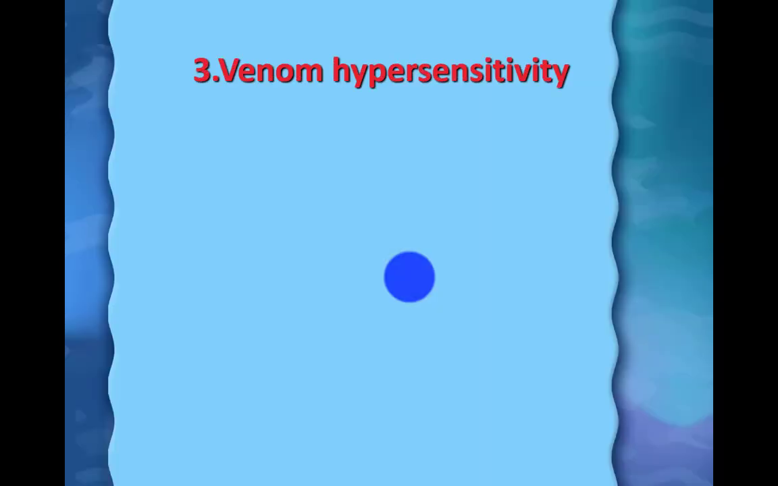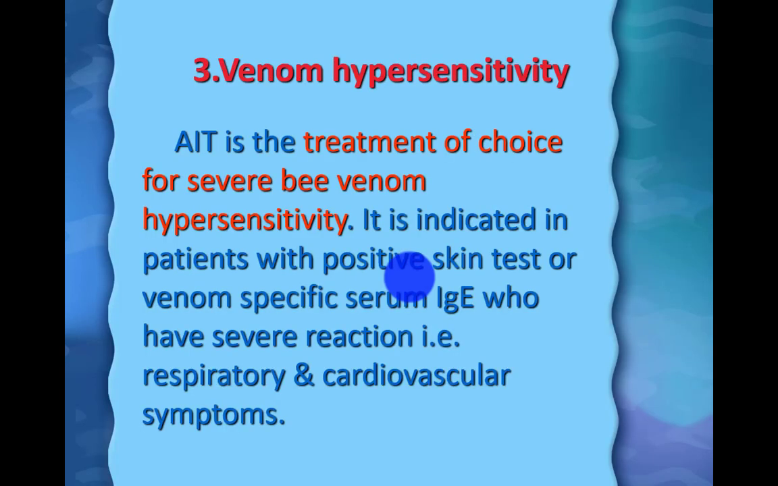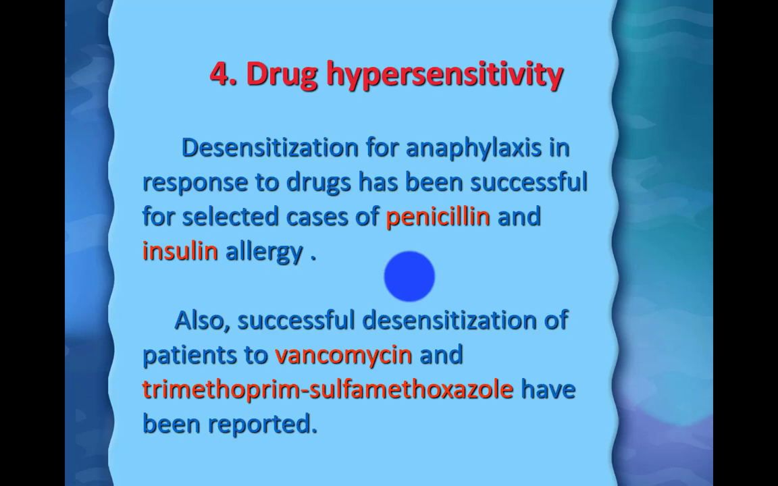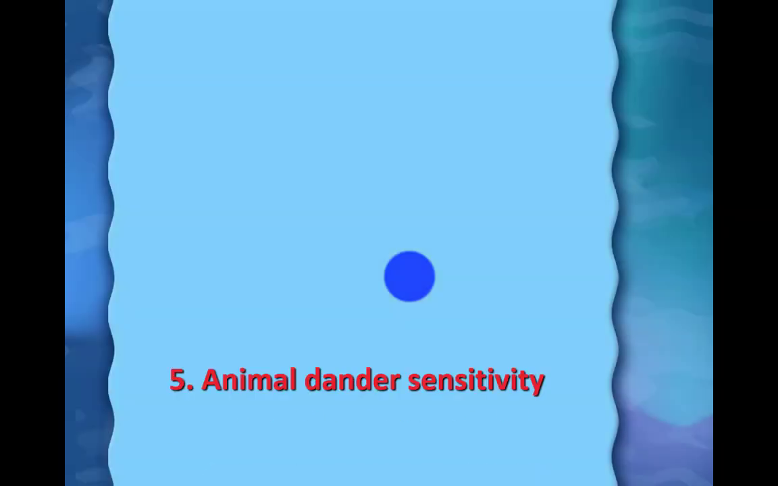dust-induced asthma. Venom hypersensitivity. EIT is the treatment of choice for severe venom hypersensitivity. It's indicated in patients with positive skin test or venom-specific serum IgE who have severe reactions, respiratory or cardiovascular symptoms. Drug hypersensitivity. Desensitization for anaphylaxis in response to drugs has been successful for selected cases of penicillin and insulin allergy. Successful desensitization of patients to vancomycin and trimethoprim-sulfamethoxazole has also been reported.